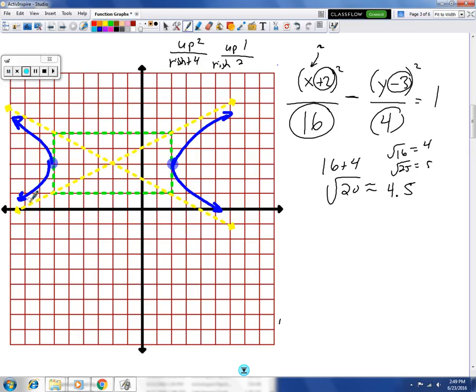Okay, my foci would be right about here. Start from the center, which is right there. Go right 4.5. I'll put a little X there. Start from the center, go left 4.5. So those two X's. So let me get the unnecessary stuff off. These green lines that help us do our asymptotes, we'll get those off. And we'll be done.